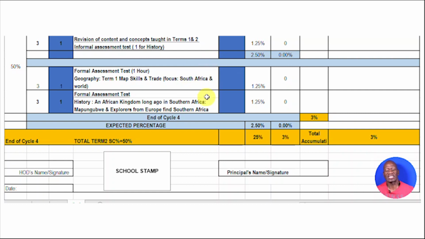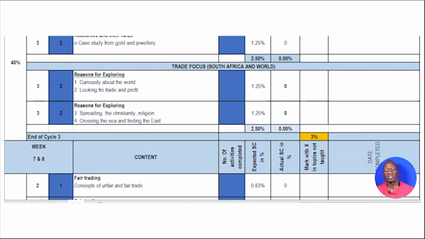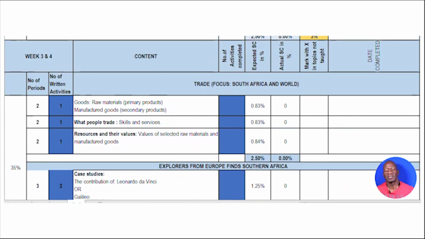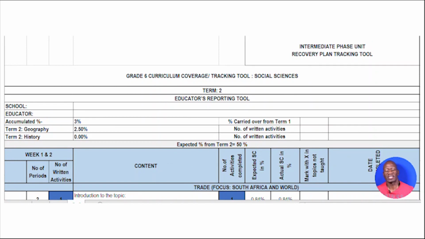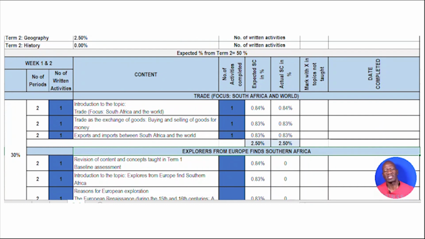So this is an example of an educator reporting tool which can be used to calculate or to track the content or syllabi coverage in different subjects, so that before the end of the term, one can have an indication of whether you are on track or behind as compared to the ATP, because it is very important that we have curriculum management in such a way that we are able to tell if the pace of the teacher is behind the ATP or ahead of the ATP.